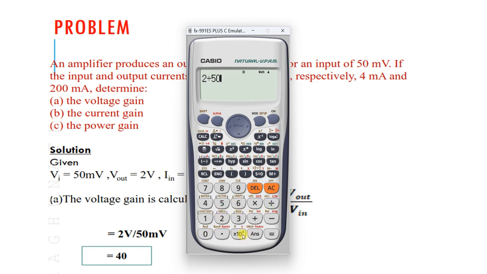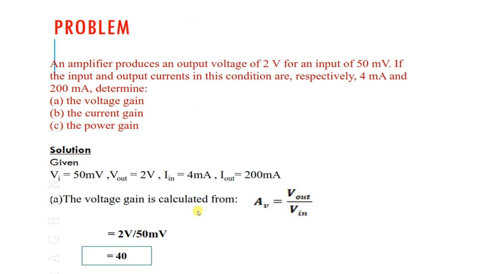You should be very careful, don't miss milli. So 2 divided by 50 times 10 power minus 3, which is milli, you will get 40. Don't write volts; it is how many times it is amplified, just the number you have to write. Voltage gain means the input is amplified by how many times: it is amplified 40 times. Don't write volts.